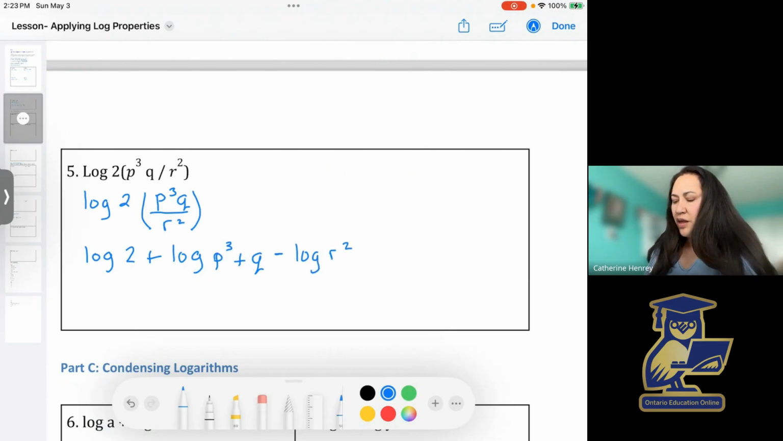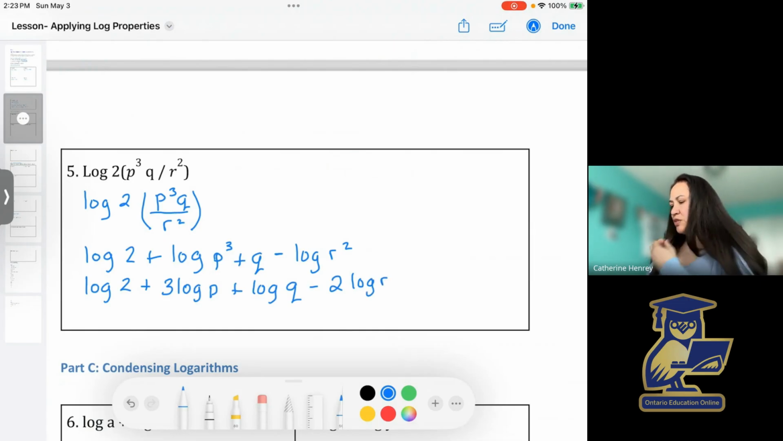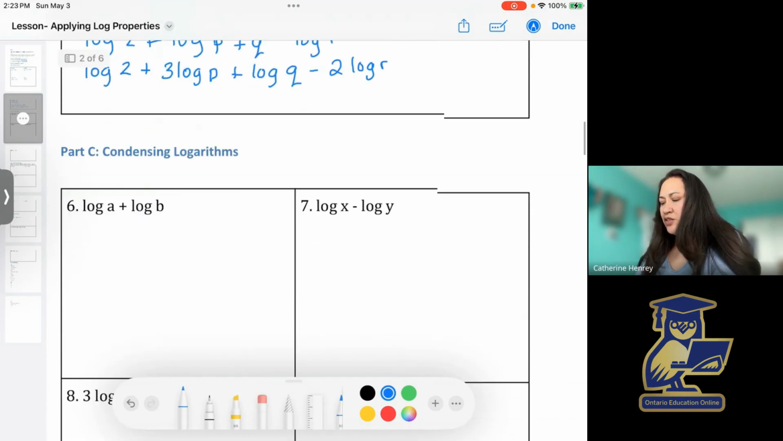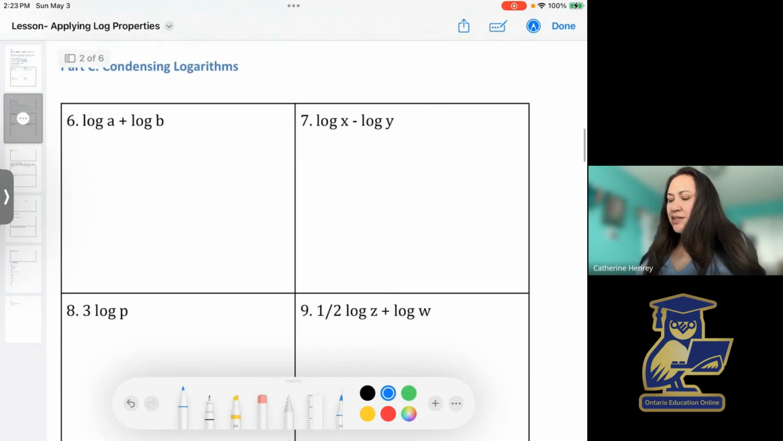So we're almost there, other than pulling out the exponents to become coefficients. So we have log of 2 plus 3 times the log of p plus the log of q minus 2 times the log of r. So those are some problems where we practice expanding the logs. Now let's do the opposite, and we'll condense the logs.